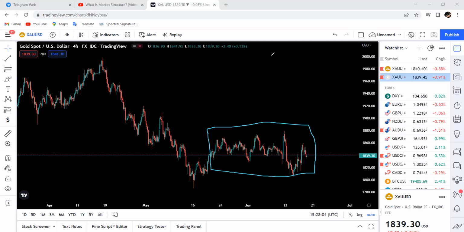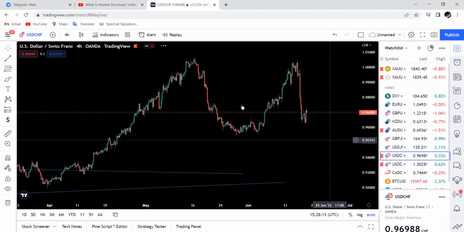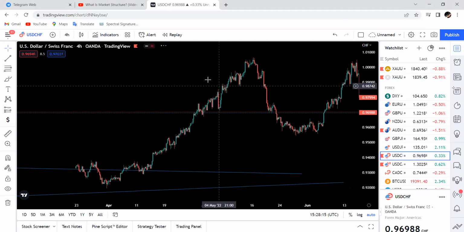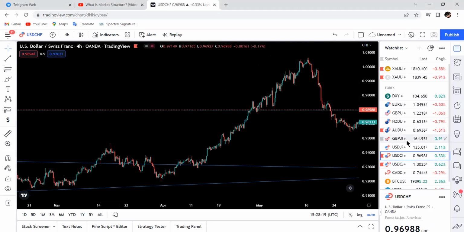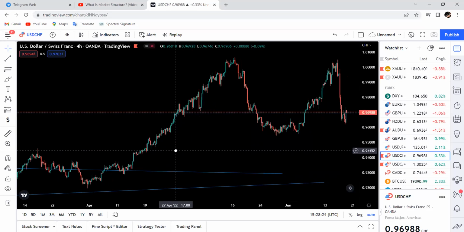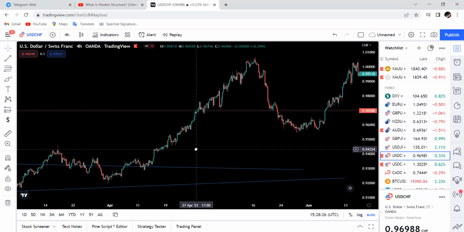Let me just give a few examples. Let's take some pairs, and then we'll look at a few examples from you guys. So let's take something like this. With something like this, is this an uptrend or a downtrend market? Or even a consolidating one? What market structure are we viewing over here?